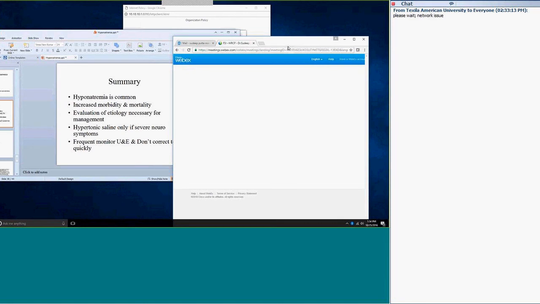Anything to ask? Excuse me, sir. Once osmotic demyelination has occurred, if we have corrected it too quickly, then what can be done next? Once people have had osmotic demyelination, that's it, you can't do anything about it. The prognosis is quite variable. Symptoms do improve with time, but some of them are left with tremors and incontinence.